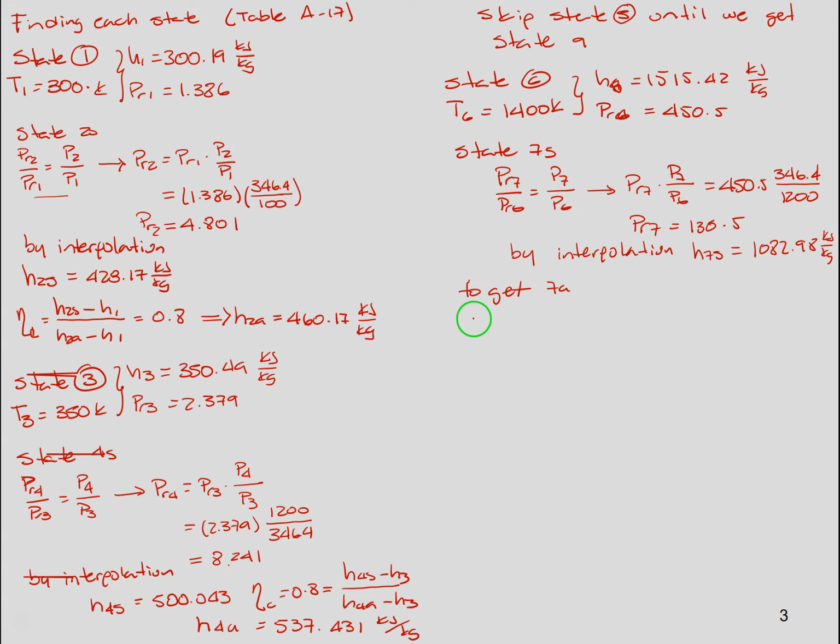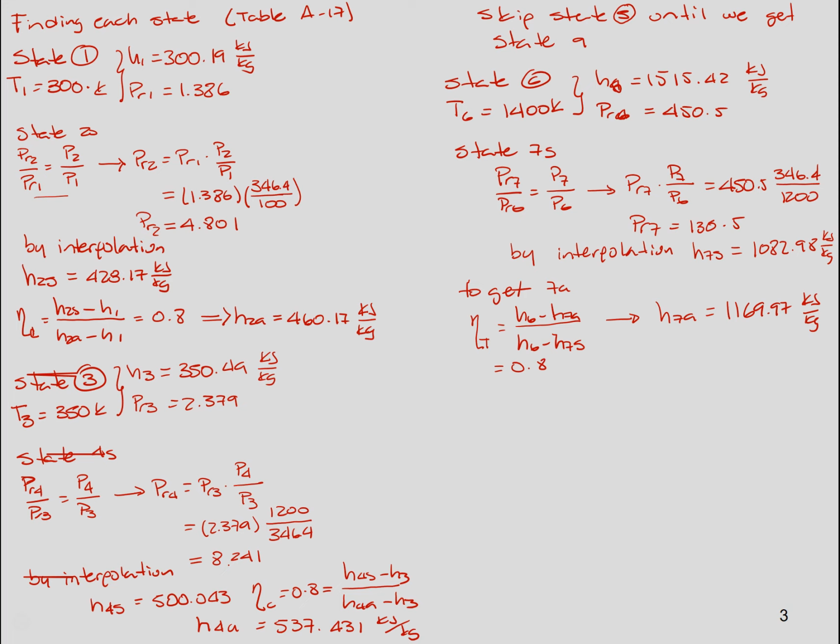And now to get the actual state, that is 7A, we use the definition of the isentropic efficiency of the turbine to be H6, and by solving for H7A, we got 1069.97. Remember that the efficiency of the turbine again is 0.8.